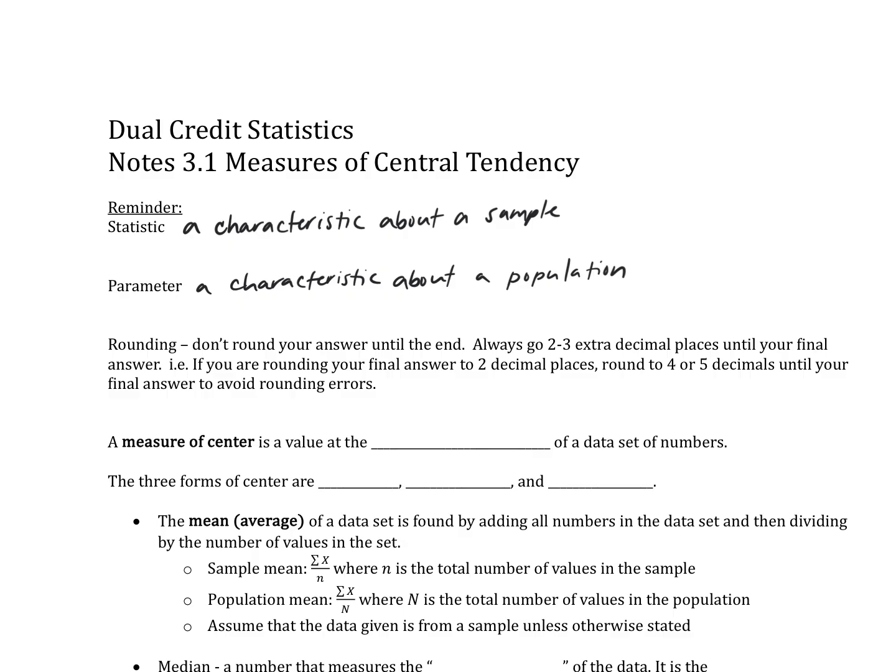A measure of center is a value at the middle of a data set of numbers. The 3 forms of center are mean, median, and mode. Hopefully those are all ones that you are familiar with, but we're going to go over them just in case you've forgotten.